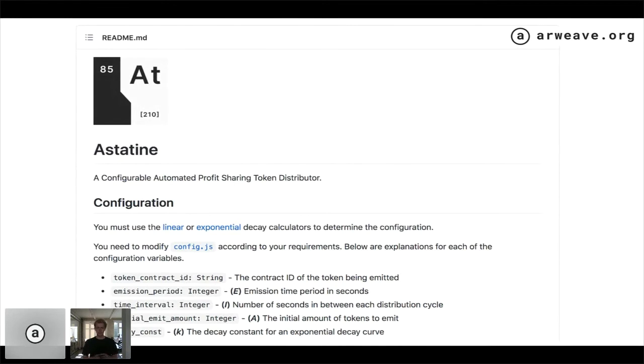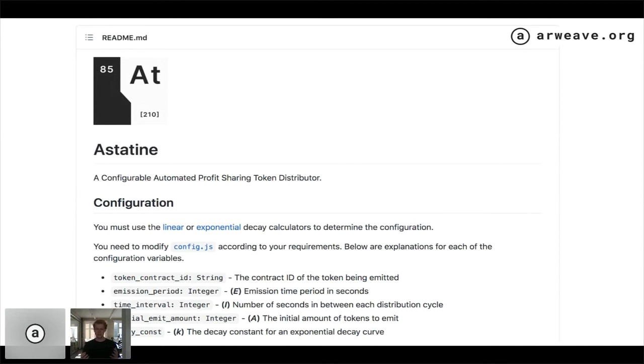One way of doing that is Astatine, which was built, I think, by the Verto team, or they call themselves Theta, which is actually the name of their organization. And Verto, the profit sharing token exchange, is one of their products. But another one is Astatine, which is not a very easy to pronounce name.